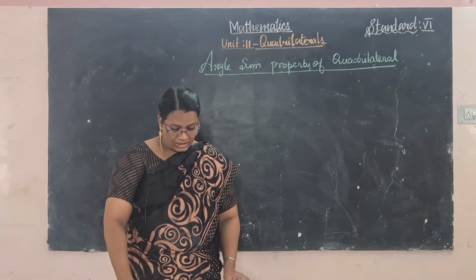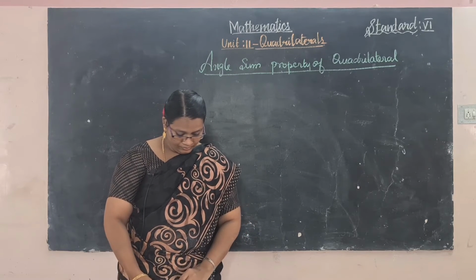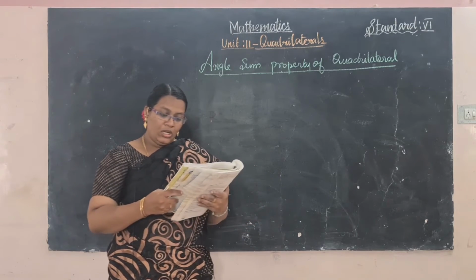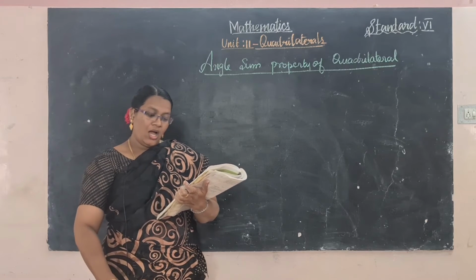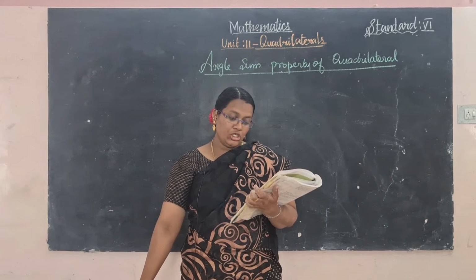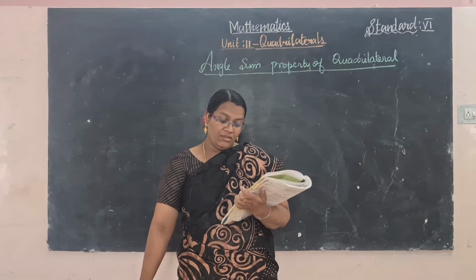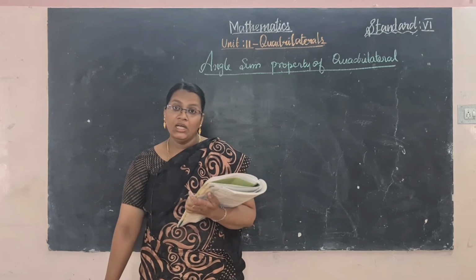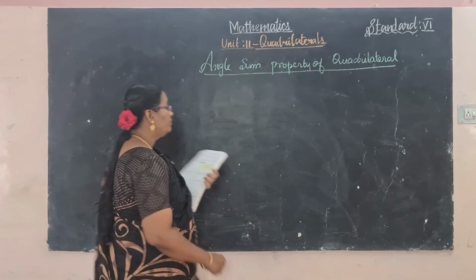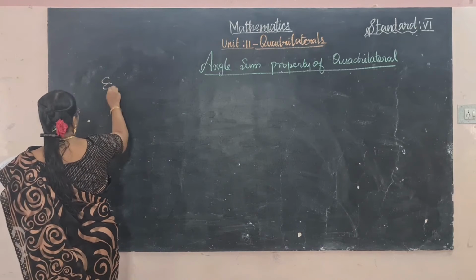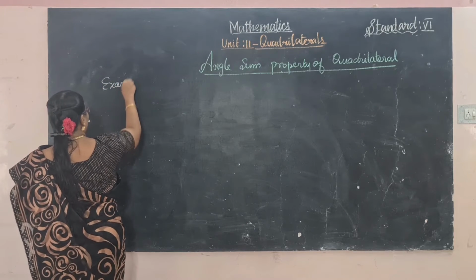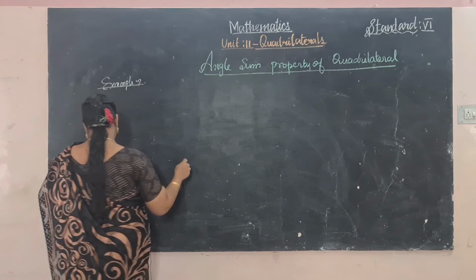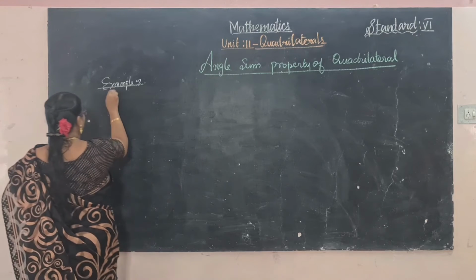Now see example 2. The angles of a quadrilateral are in the ratio 1:2:1:2. Find the measure of each angle. So only the ratio is given. You have to find out the angles. Okay, so how can you find them? Which ratio is given?